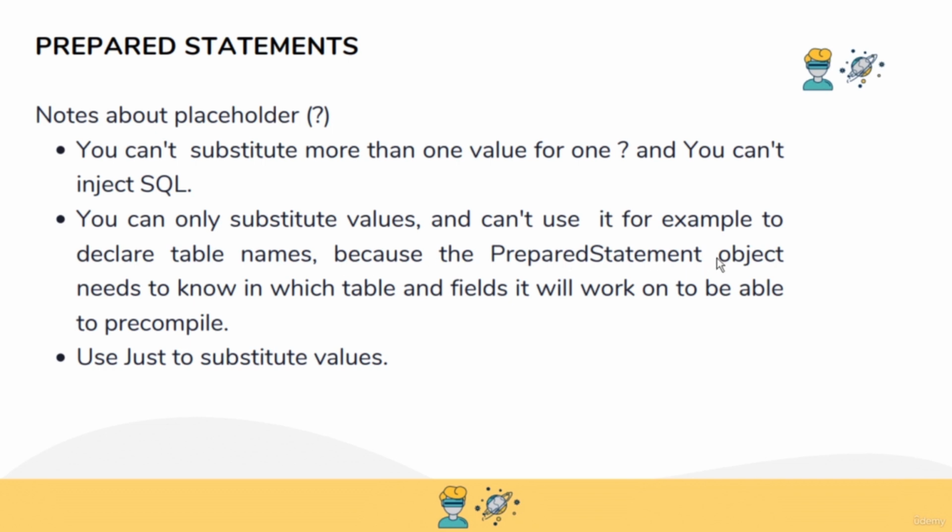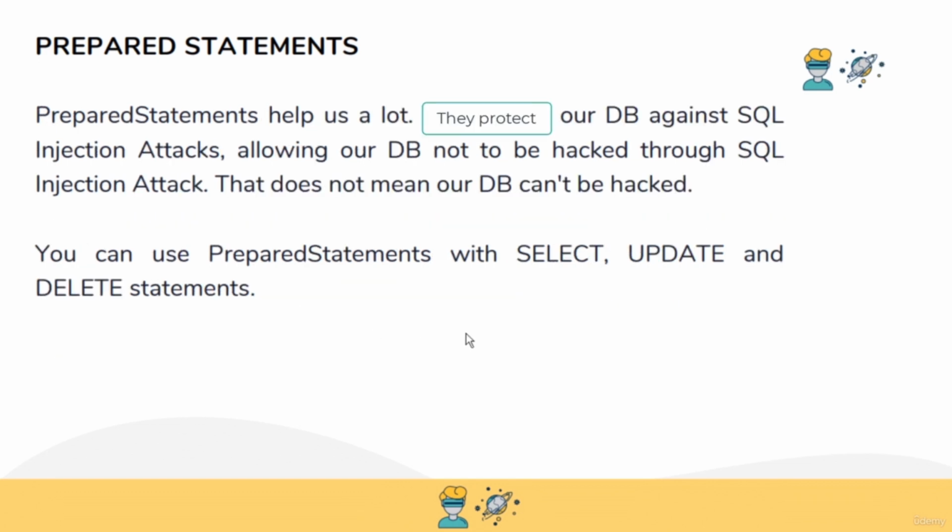Why? Because the prepared statement object needs to know in which table and fields it will work to be able to pre-compile. Because if it doesn't know the tables and the fields, it will not compile, and you're going to have errors. You won't even have the possibility to run your program, since you will have a compile time error. Finally, use them just to substitute values.